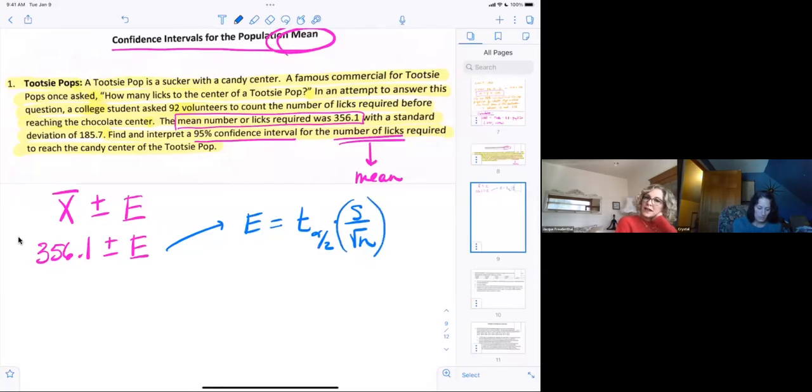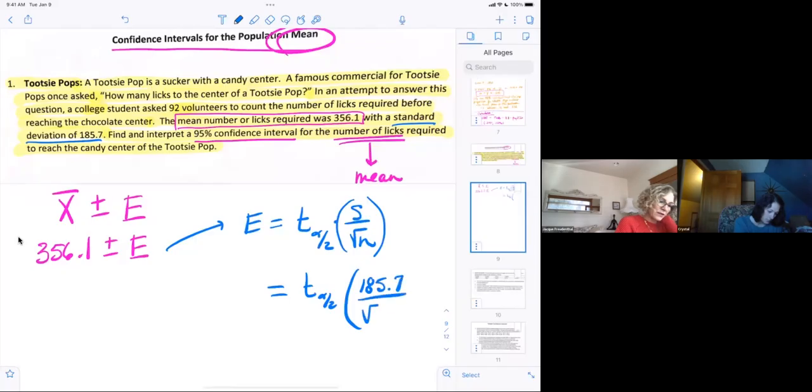So my critical value is t. Right now I'm going to have to find my critical value, but I do have s because it says standard deviation up here. The standard deviation is 185.7. And I know there were 92 in my sample, so square root of 92. So my task is to find the critical value.